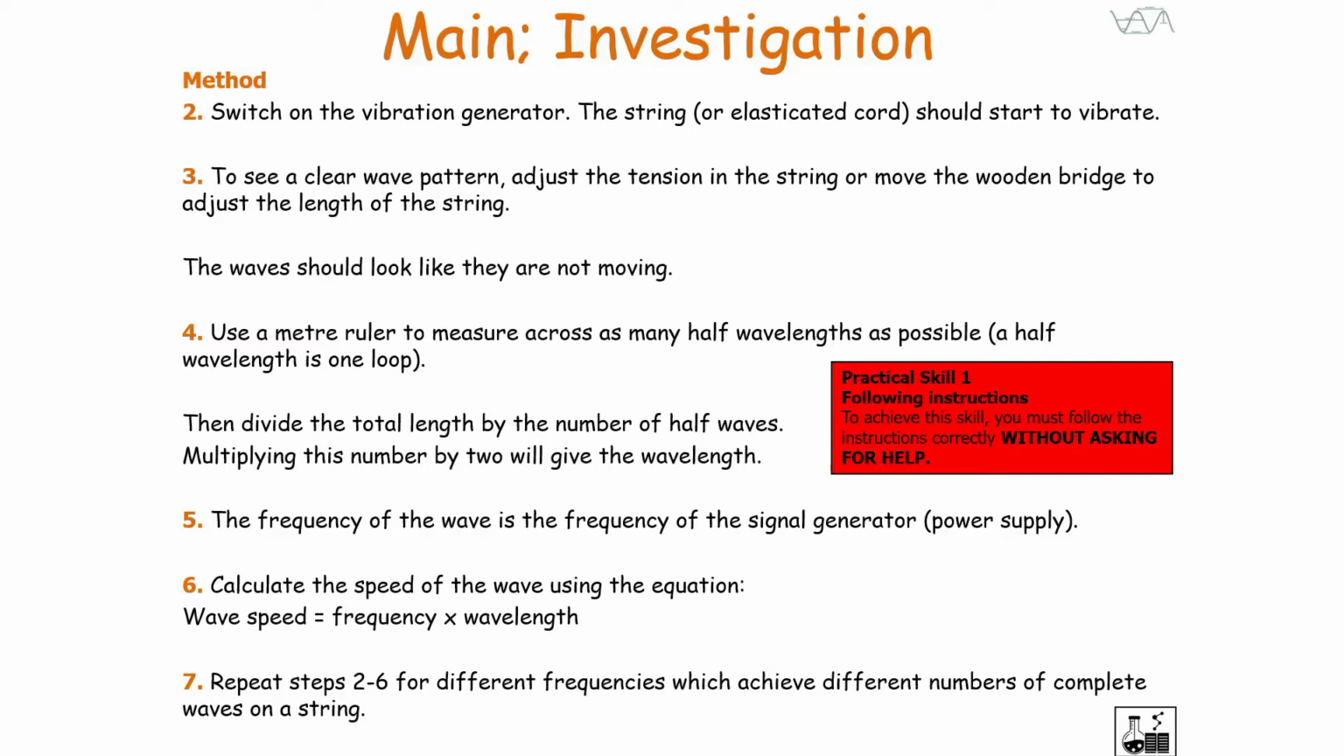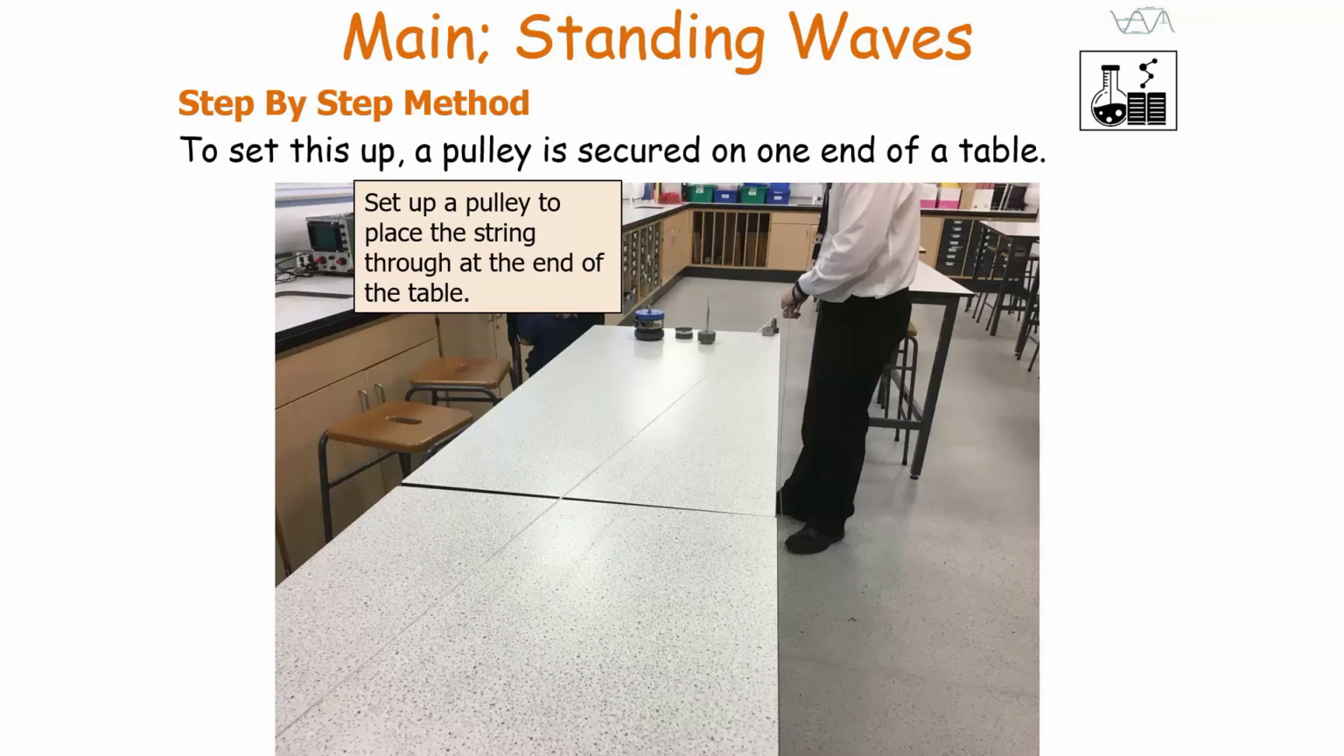The frequency of the wave is the frequency stated on the signal generator, and you can calculate the wave speed of your wave by doing the equation wave speed is equal to frequency times by wavelength, and you repeat those steps for different frequencies which can achieve different numbers of complete waves on a string. So just to show you what we mean by this, you would set up this particular apparatus over about 2 or 3 desks.